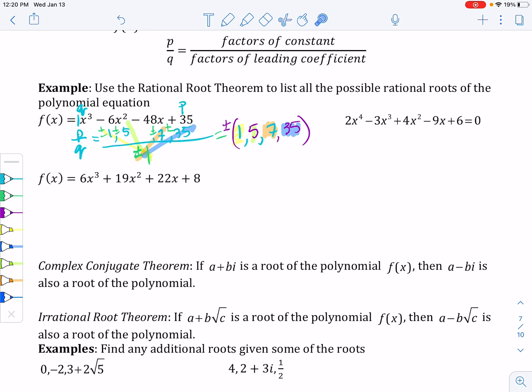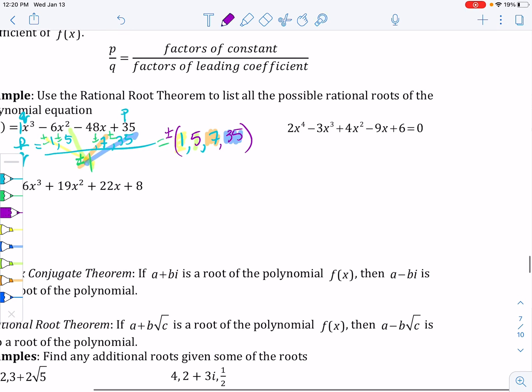So I just went from an infinite amount down to 8, because each one of these has 2. So infinite to 8 is really good. Okay? If we look at this next one, we're going to look at the factors of p over q. Again, our p is the constant, the q is the leading coefficient. So our factors of 6 are 1 and 6, 2 and 3, and then nothing else goes into it.